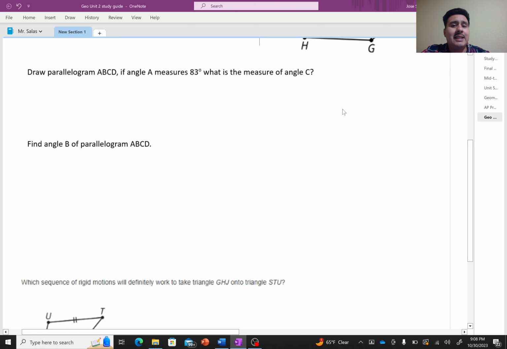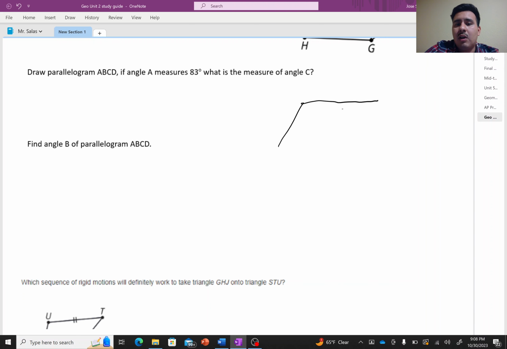We're going to look at these two problems together. They're part of the same question. It says, draw parallelogram ABCD. If angle A measures 83 degrees, what is the measure of angle C? So that's our first question. I have to draw my parallelogram in the order my letters were given. First of all, a parallelogram should look something like this.